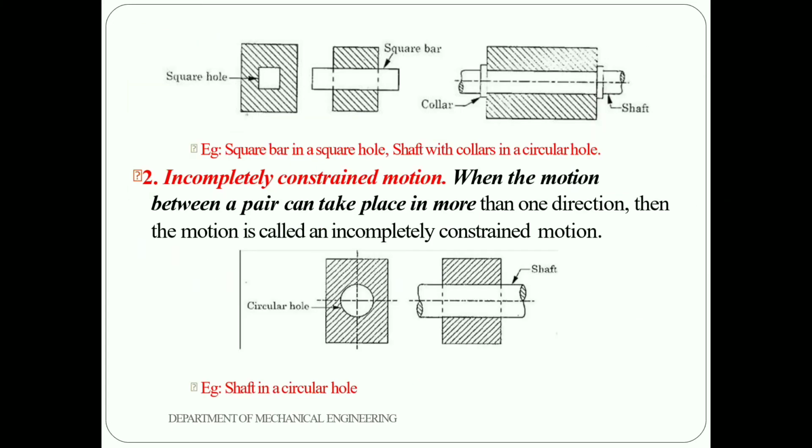Here we see examples of completely constrained motion. Square bar in a square hole. Shaft with a collar is also another example of completely constrained motion. When the motion between a pair can take place in more than one direction, then the motion is said to be incompletely constrained motion. For example, a shaft in a circular hole can move both front and back, and it is capable of rolling. It is said to be incompletely constrained motion.